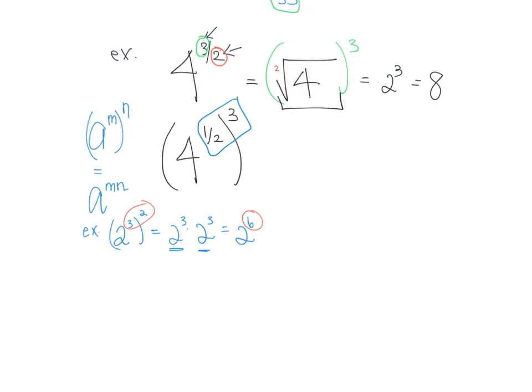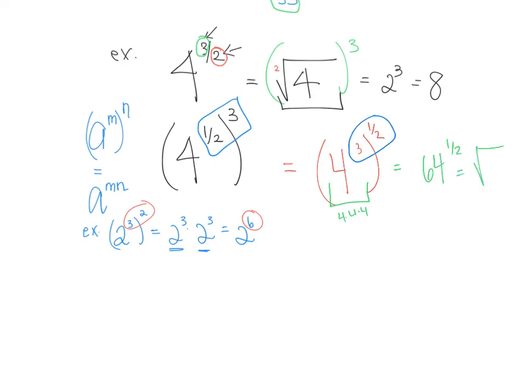We could have also written it as 4 to the third and then taken that to the 1/2, because that would get us the same product when we multiply our exponents. We would still get that 3/2. And now this one will look slightly different because it's asking us to actually do the cubing first. So we could rewrite this as 4 times 4 times 4, which is 64, and then take that to the 1/2 power, which is the square root of 64, which equals 8. So we're getting the same answer.